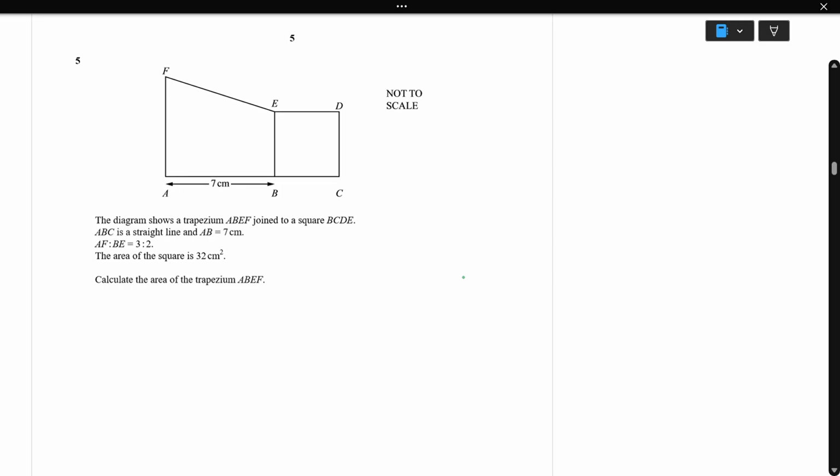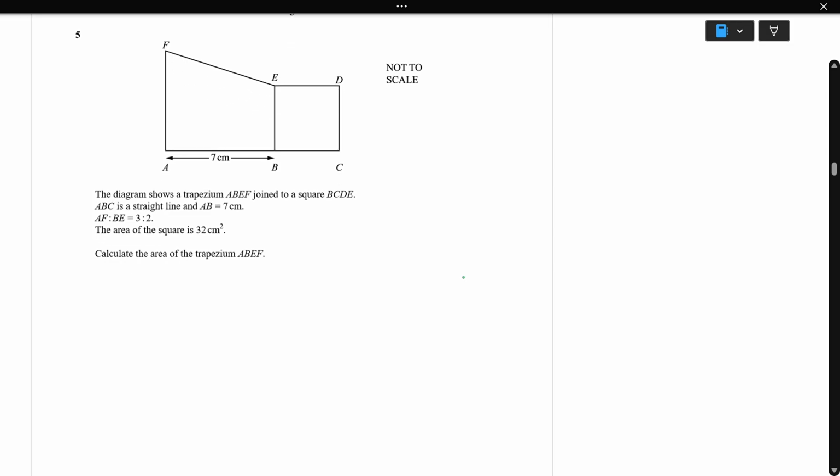Next one, question 5. The diagram shows the trapezium ABEF joined to the square BCDE. ABC is a straight line, which is AB equal to 7 is given. So AF to BE equal to 3:2. So which is 3:2 here. The area of a square is 32. So area of a square is 32. So for one side we just need to do a square root.